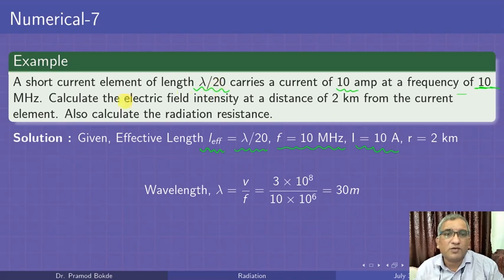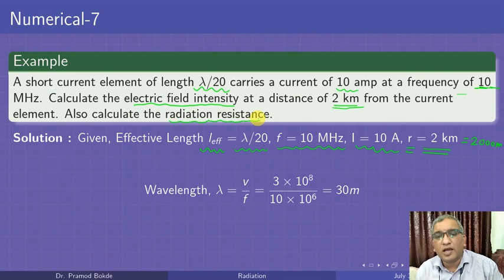See what you have to calculate. You have to calculate the electric field intensity at a distance of 2 kilometers. In this unit, the distance is represented by small r, and small r is given as 2 kilometers. So you have to convert this 2 kilometers into meters when you put this value in some formula. The 2 kilometers is nothing but 2000 meters, right? Also calculate the radiation resistance. So here two parameters are to be found: one is the electric field intensity and the other is the radiation resistance.